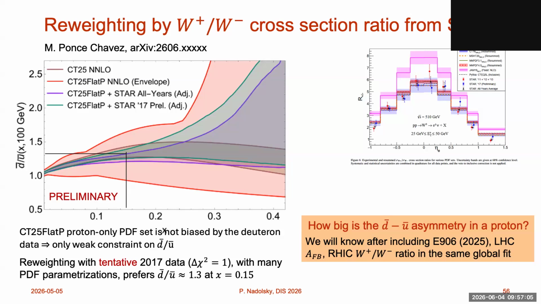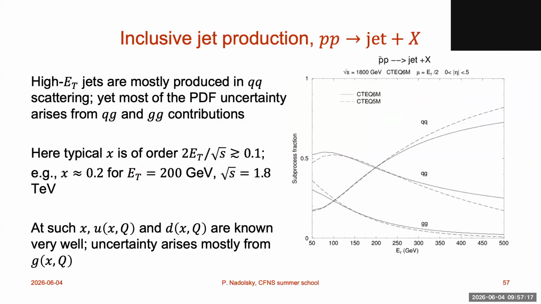So therefore, we will know how big the D bar minus U bar asymmetry in the proton is after we put all these measurements together and see how well they agree inside the global analysis. Now, the last slide, I probably do not have time to talk about. I have a few slides about jet production, but let me save them for the discussions.